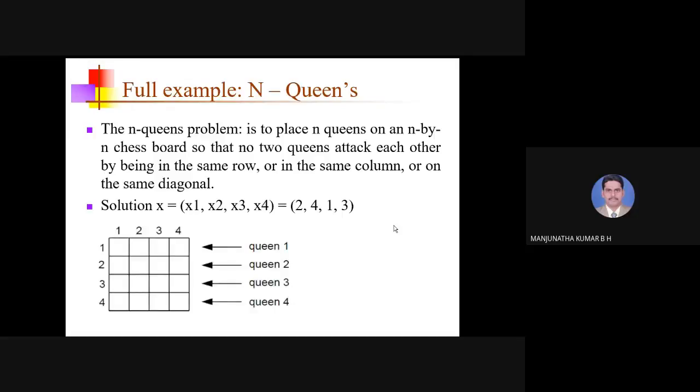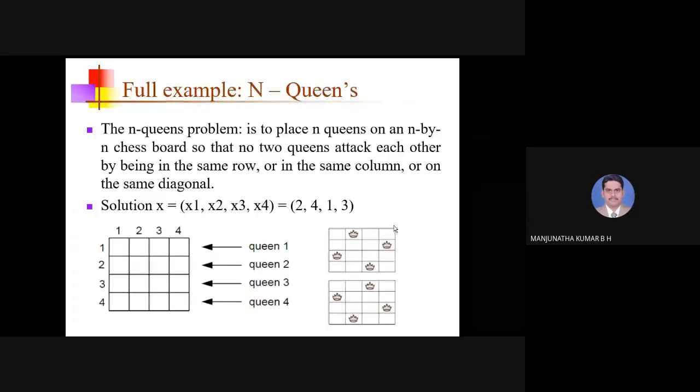Now let me explain one example. See, now I have taken a four cross four chessboard, so I can place four queens on this board. This is the board you are observing, and here I have two solutions. You can observe that two solutions are there to place the four queens. Let me spend some time on this slide. Do you understand these two images clearly?